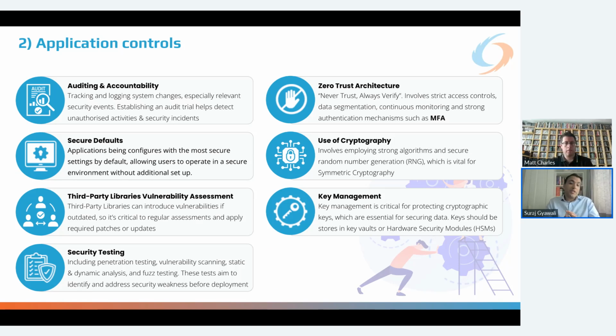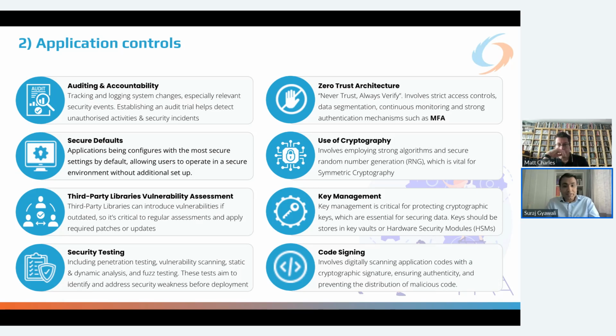Code signing, which is really emerging in the last few years. Code signing involves digitally signing application code with a cryptographic signature. This process ensures the integrity and authenticity of the code, allowing users and systems to verify that the code has not been tampered with and that it originates from a trusted source. Code signing helps prevent the distribution of malicious or altered code.